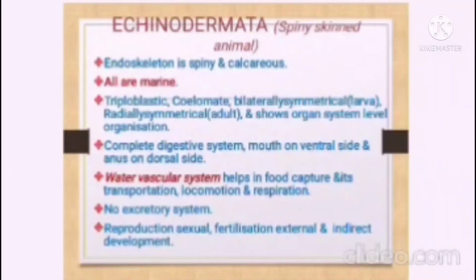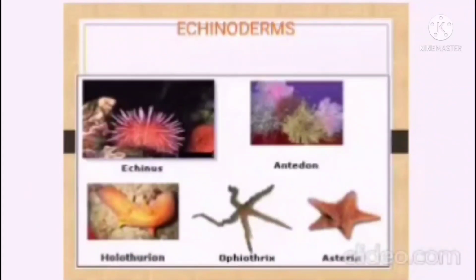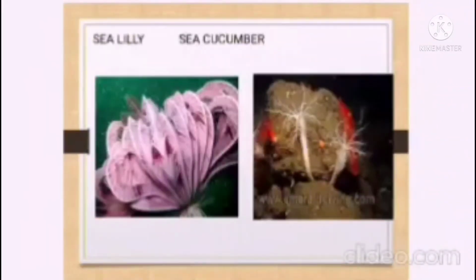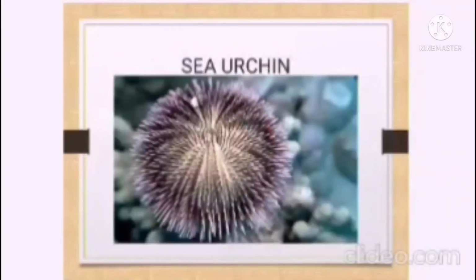The last one is Echinodermata. Okay. So the Echinodermata, starfish. So these are all coming under what? Echinodermata, the phylum. Yeah. So these are all what? Echinoderms, right? So you have seen, right?